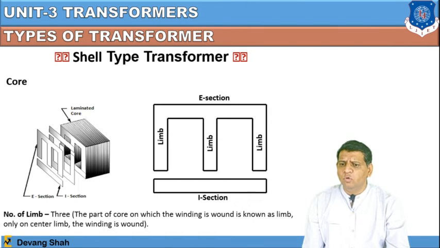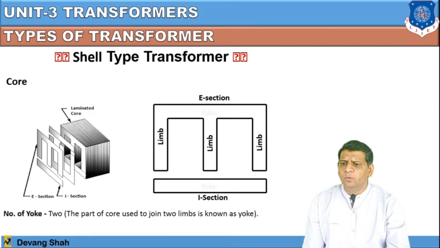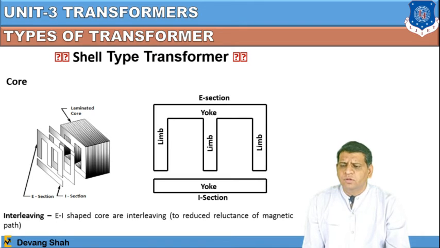The part of the core on which the winding is wound is known as the limb, and only on the central limb is the winding wound, right? So here the number of yokes is 2. You can check here, and the core used to join the two limbs is known as the yoke, right? Here the E and I cores are interleaved to reduce the reluctance of the magnetic path.